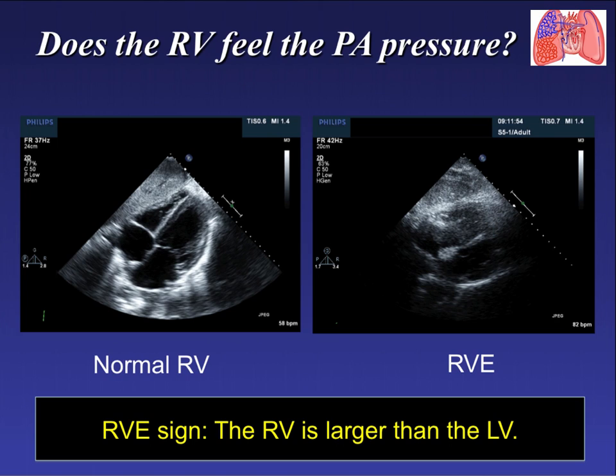Going back to the clue, we're working backwards now. We've seen the LV, the LA, and the lungs, and now we're going to ask the question, does the right ventricle feel that pulmonary artery pressure? The normal RV is seen on the left, and RV enlargement is seen on the right. RV enlargement is defined when the RV is larger than the LV. The normal RV is about 2/3 the size of the LV. So if it becomes larger than the LV, we have fairly good specificity that RV enlargement is present.